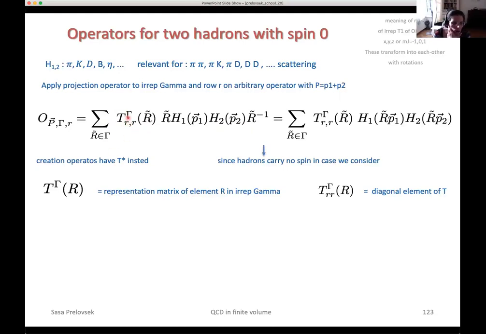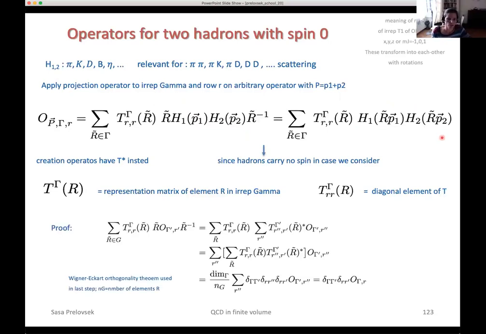The rr means what? This is a matrix, so rr is a diagonal element of this matrix. Now what is this? This is the application of this element R on some two hadron operator. Now our two hadrons don't carry any spin, so this rotation will only act on the momenta. So if these hadrons don't carry spin, the rotations act on the momenta. So this is what you get. This is very simple.